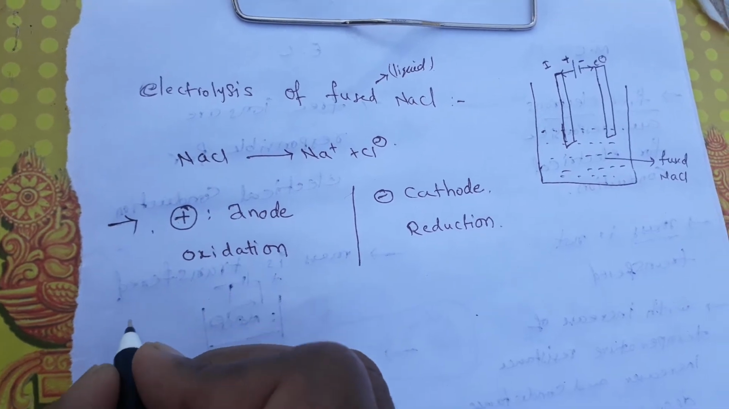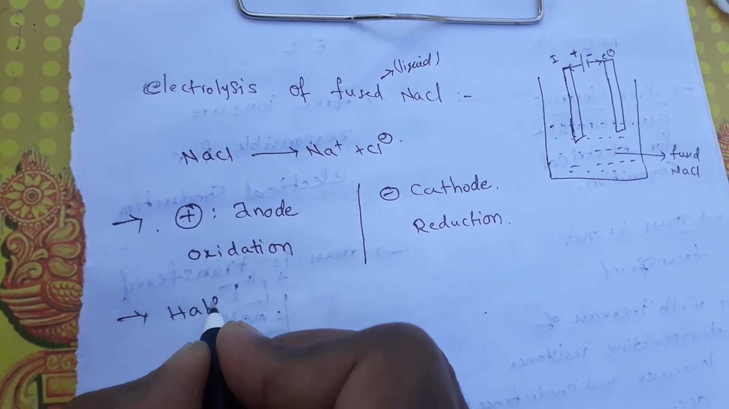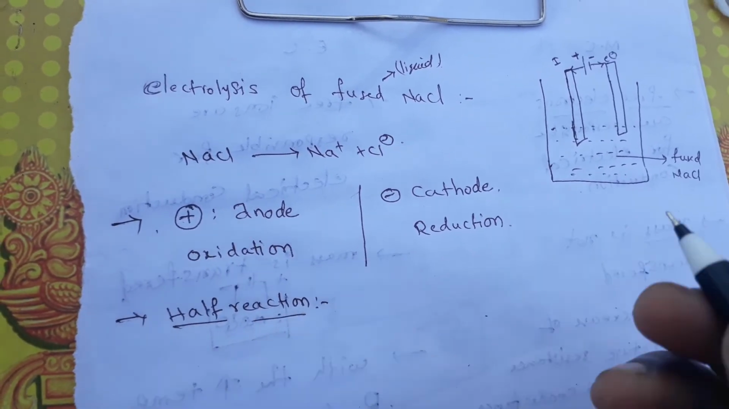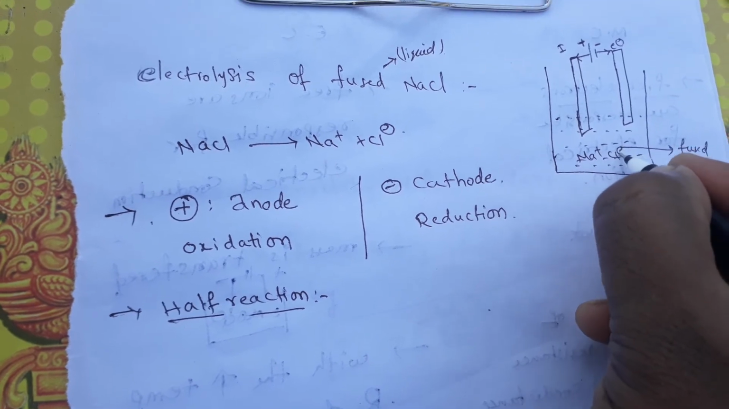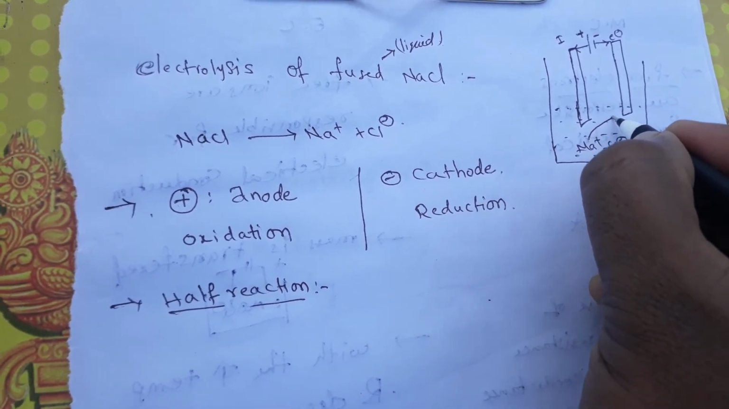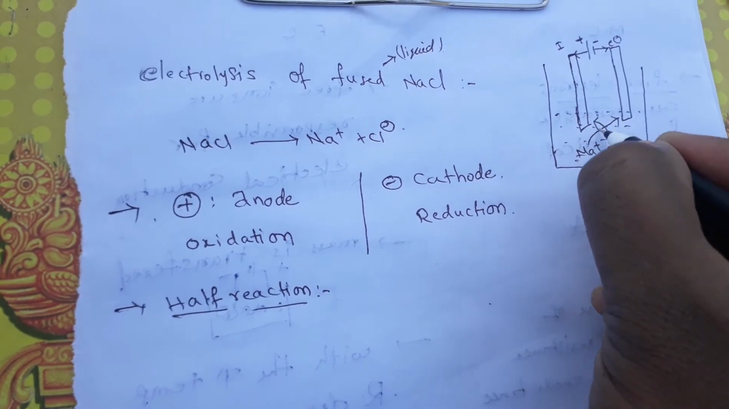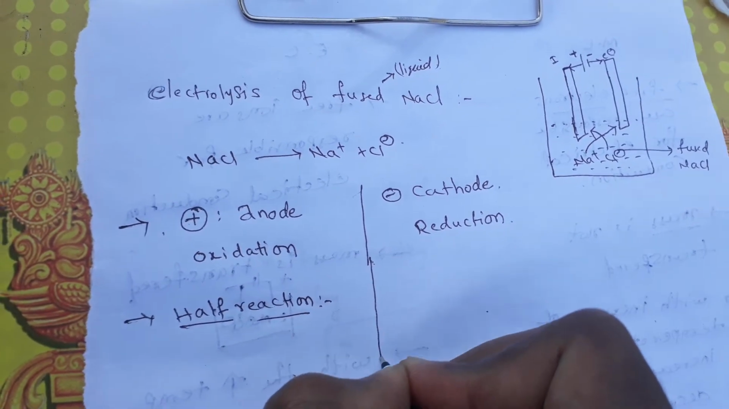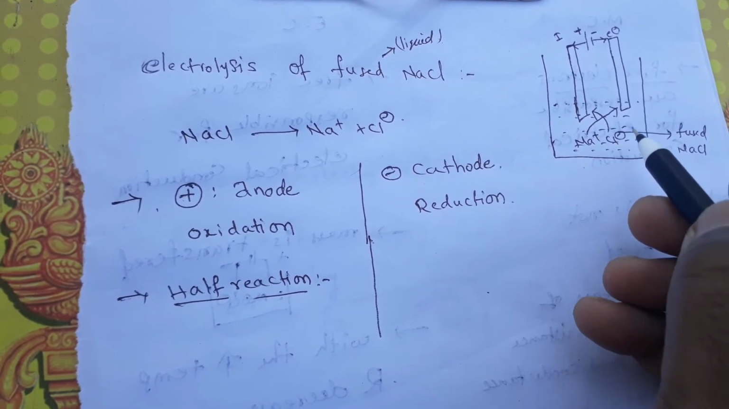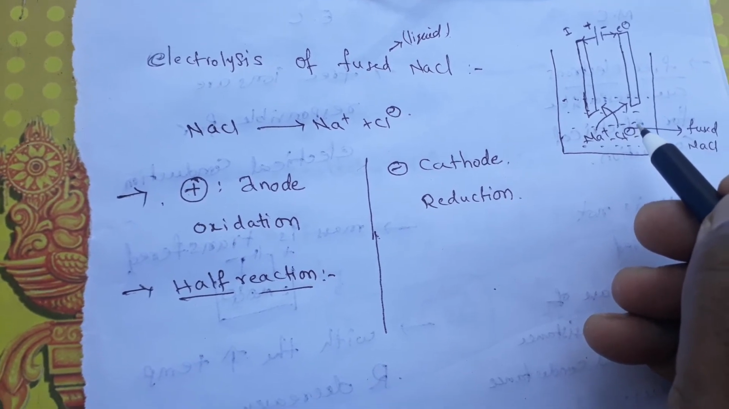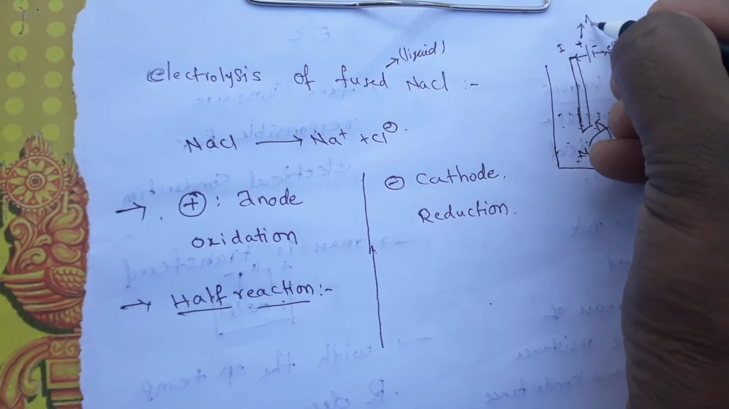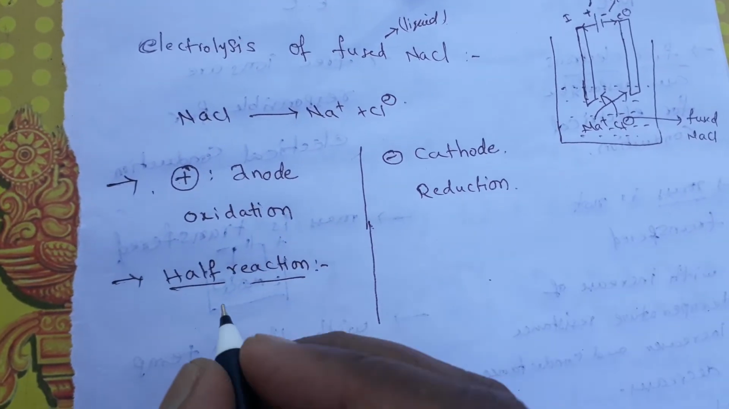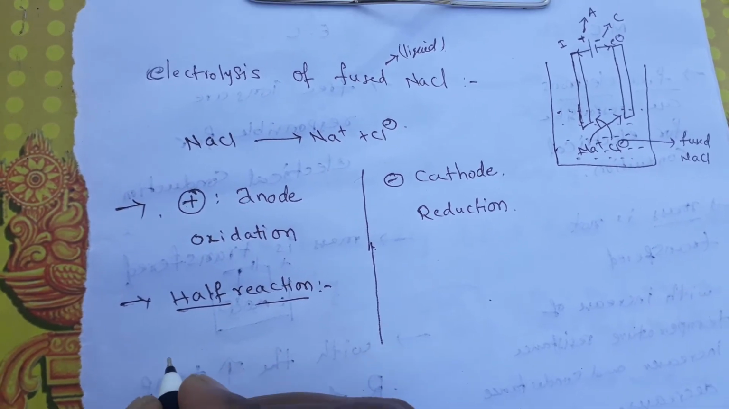So if you see the half reaction at anode, what will happen? So Na+ moves towards the cathode, and Cl- moves towards the anode. So which ion is moved towards the anode? That is the Cl- ion. So here at anode, Cl- ion is there.